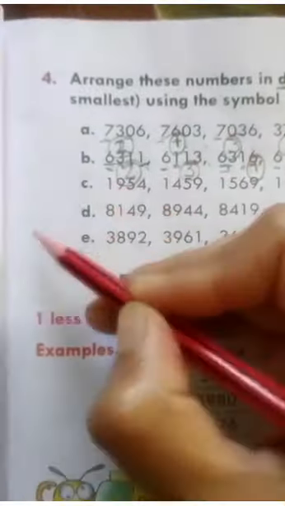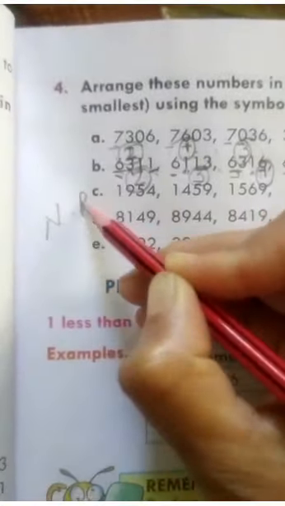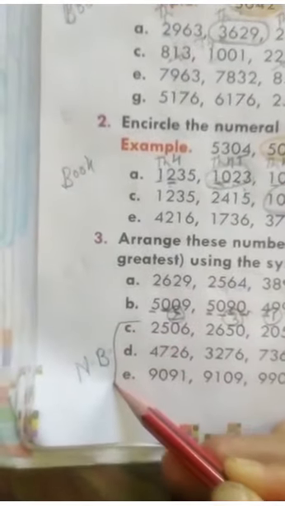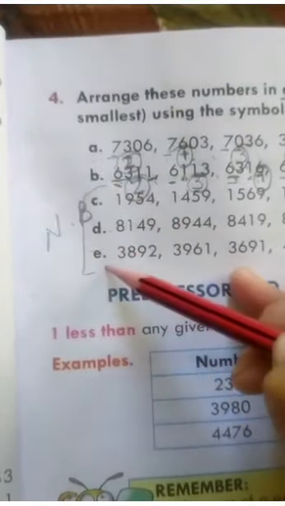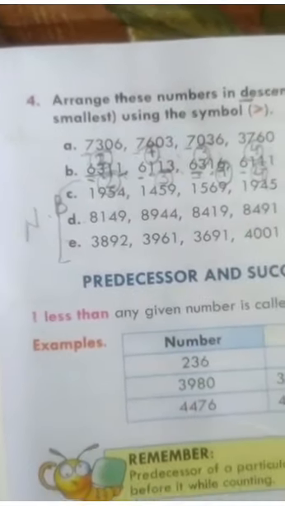So of question number 2, C, D, E part you will do in notebook, and of question number 4 also C, D, E part you will do it in notebook. Again I am repeating, question number 1 you will do in book, question 2 you will do in book, question 3 C, D, E part you will do in notebook, question number 4 C, D, E part you will do in notebook. I hope it's clear to you, my dear students.